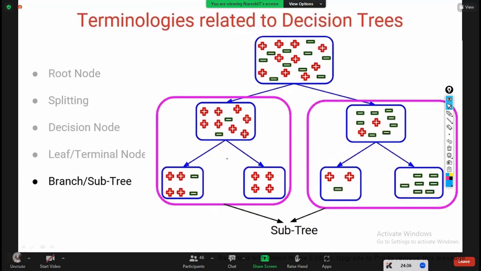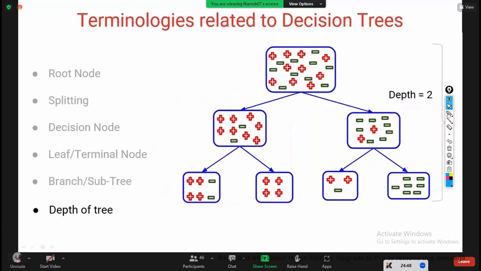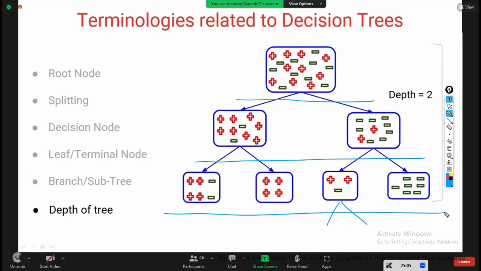And this is called a subtree, left side branch and right side branch. These are called branches. This is called the left side branch and this is called the right side branch. Next one is depth of the tree. Depth of the tree means how many times the tree has been further split. If even one of the nodes is further split, it is considered as one depth.